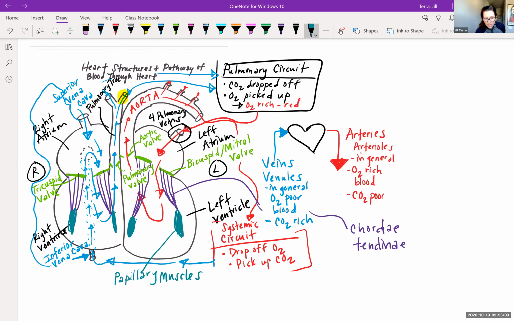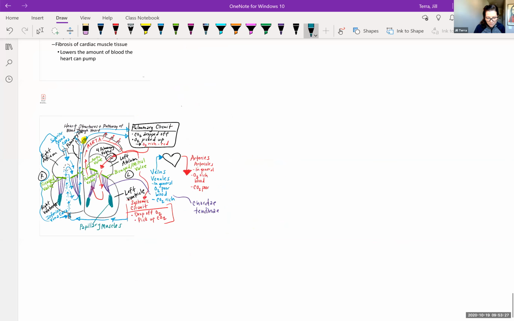Okay, we're going to see that the semilunar valves, the pulmonary semilunar valve and the aortic semilunar valve, do not have chordae tendineae. They are 3 flaps of tissue, and we're going to see that they don't need chordae tendineae in order for their flaps to work. And so let's go ahead and talk about that a little bit.